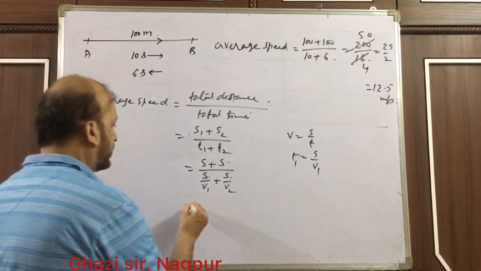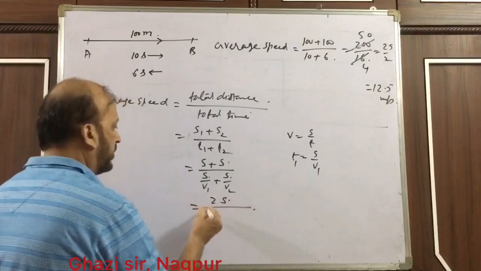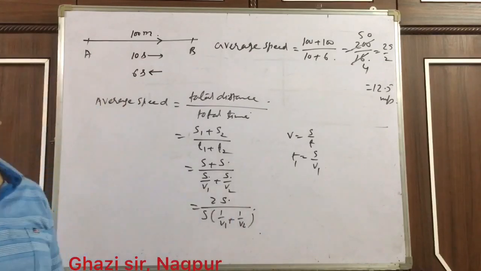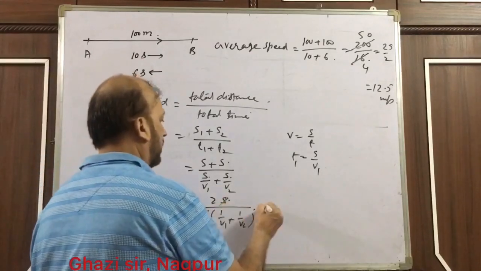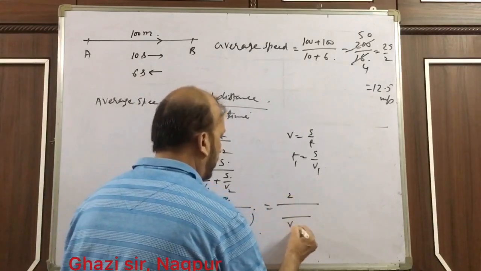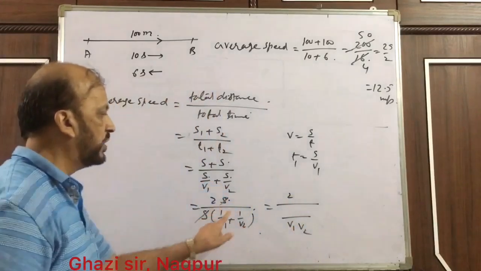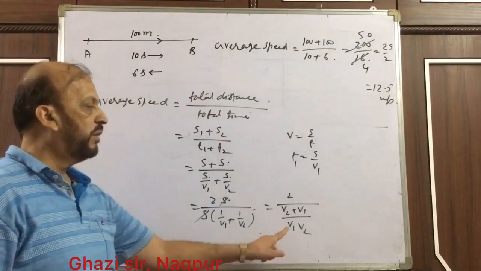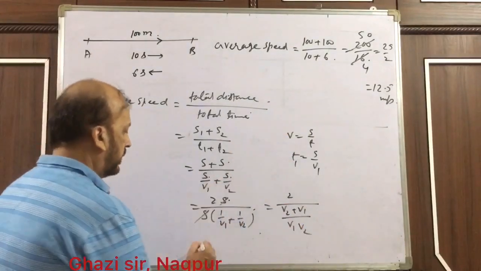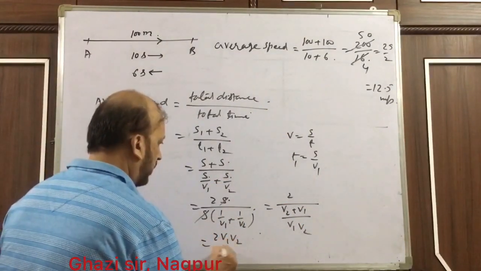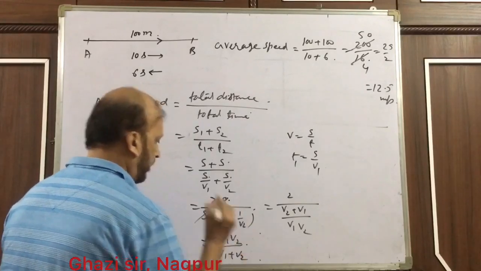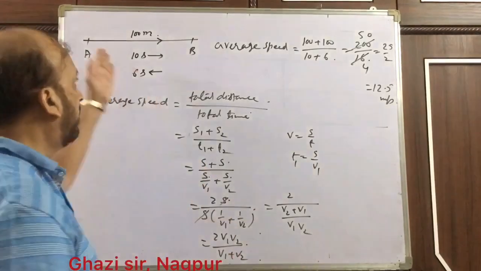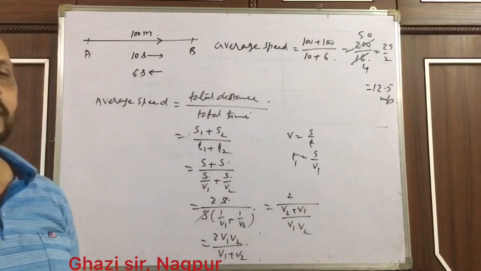This is equal to twice S. S is common, 1 by V1 plus 1 by V2. S gets cancelled. That is 2 upon LCM, which is V1 V2 over V2 plus V1. This V1 V2 will shift to the numerator. That is equal to 2V1 V2 upon V1 plus V2. So if we know the speed while traveling in this direction and in this direction, then we can determine the average speed.